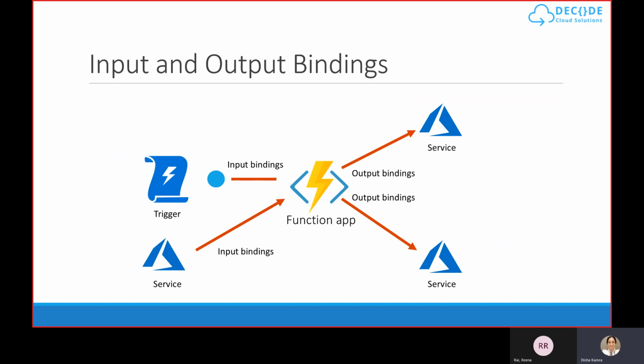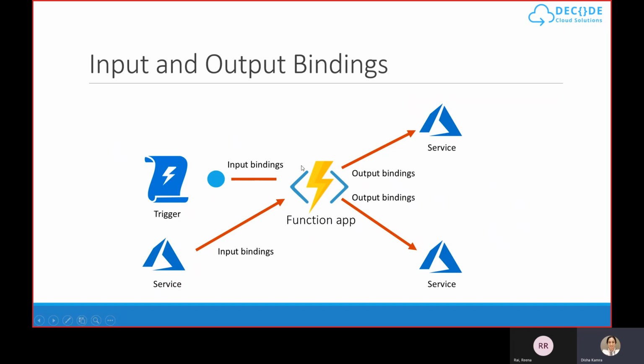So let's see, when we talk about input and output bindings. Input and output bindings provide a declarative way to connect to data from within your code. Bindings are optional, and an Azure function can have multiple input and output bindings.